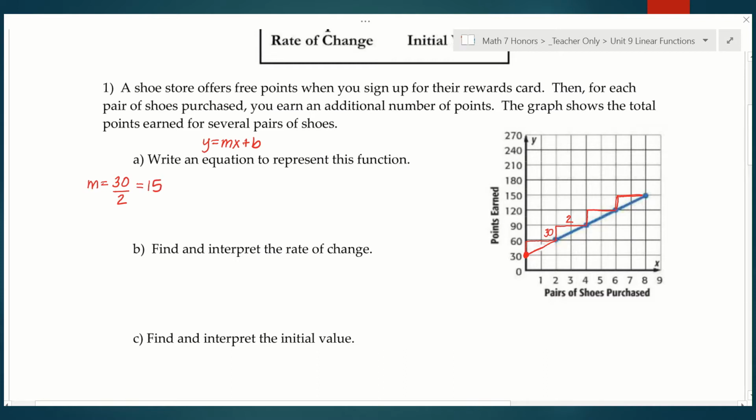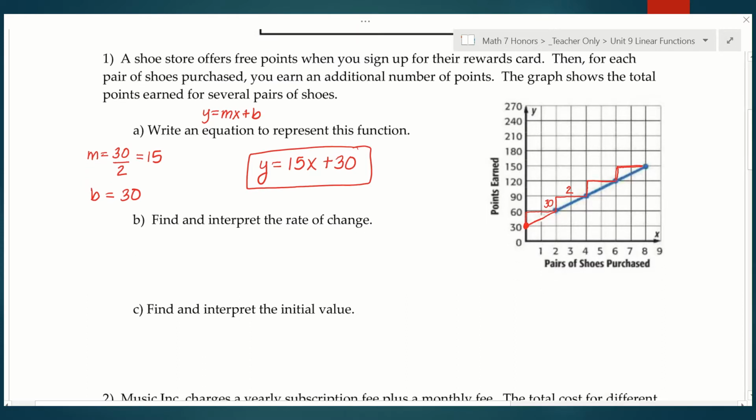The other thing we found as we were looking at the graph is the y-intercept. I continued my pattern of my slope, and I saw that my y-intercept was 30. Remember, the y-intercept is where the graph crosses the y-axis. So b, which stands for my y-intercept, is 30. Since I have the 2 pieces of information I need to write the equation, I can say the equation is y equals 15x plus 30. Once you have those 2 pieces of information, you've got what you need to write the equation.